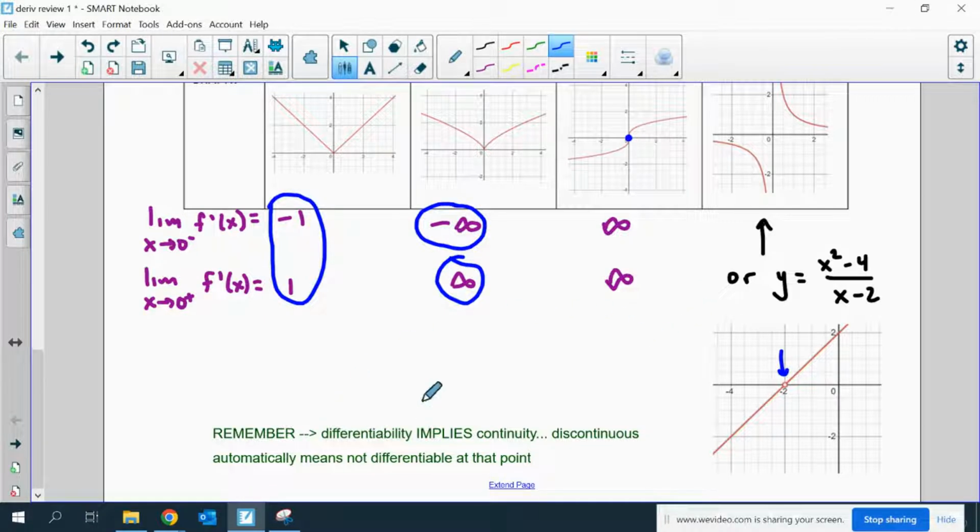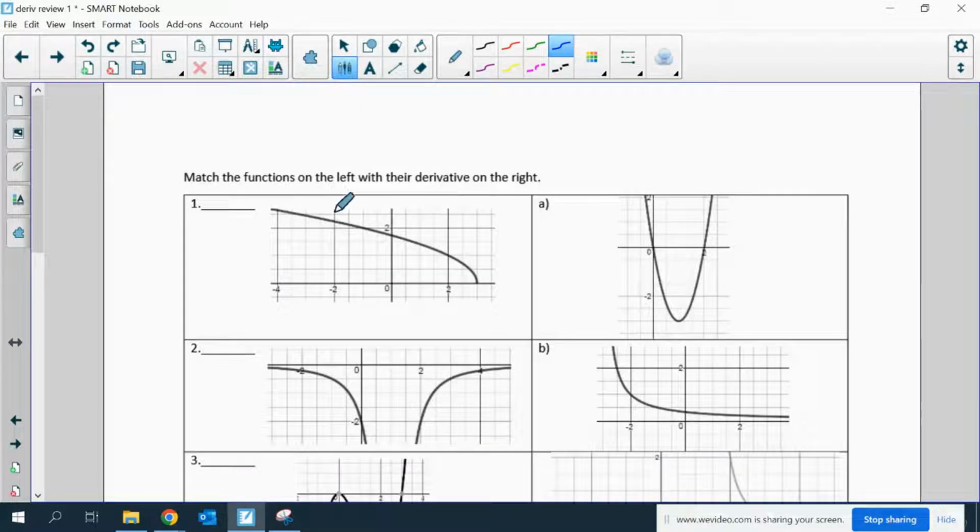Remember that differentiability implies continuity. So if a function is differentiable, it must be continuous at that point. If you have something that's discontinuous, that automatically means it's not differentiable at whatever point there is a discontinuity.